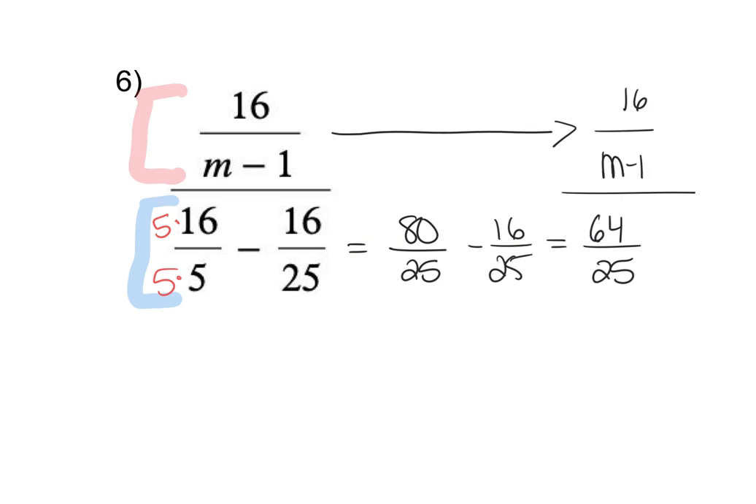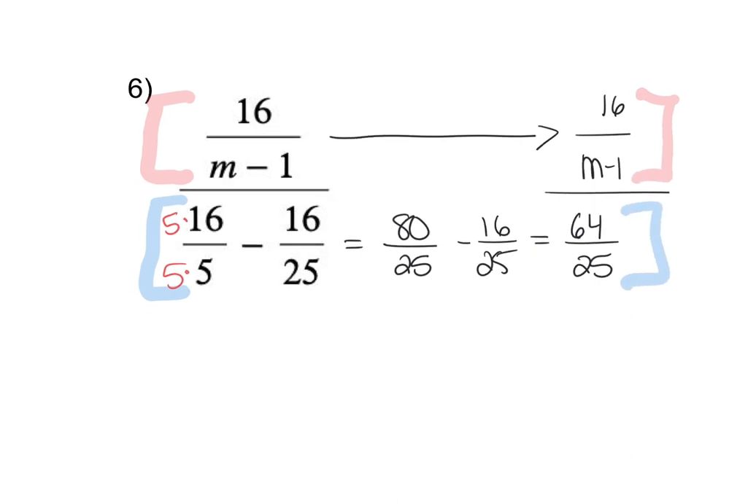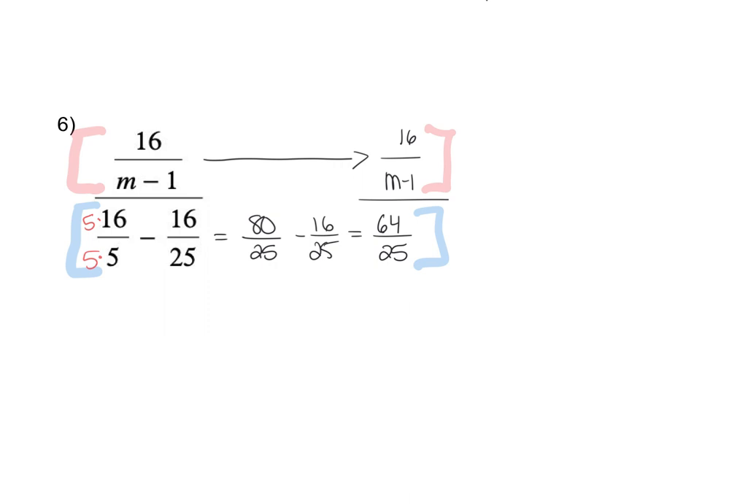So this is our numerator, remember? Numerator, and denominator. So now we're going to rewrite it as division. Numerator, 16 over m minus 1, divided by denominator, 64 over 25. Keep, change, flip. So keep this guy, change to multiplication, flip this guy.